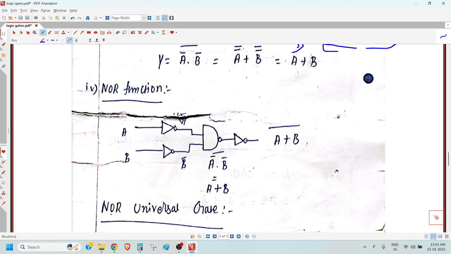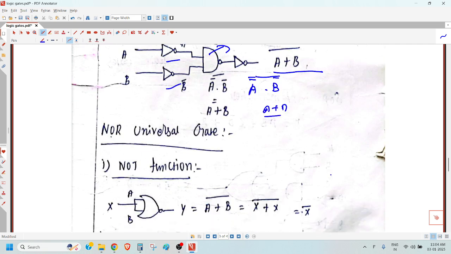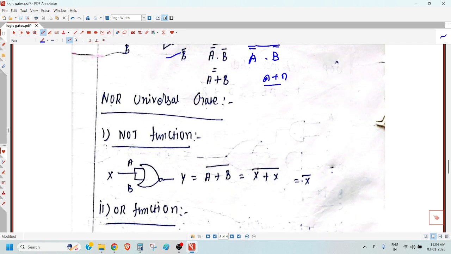Then the NOR function. So here we are including NOT gates as well as one AND gate, that means NAND gate. Then afterwards again we are including the NOT gate. So now you are getting (A plus B) whole bar. If you take (A bar B bar) whole bar bar, you will get A plus B, you will get bar bar cancelled. Then afterwards the NOR universal gate.